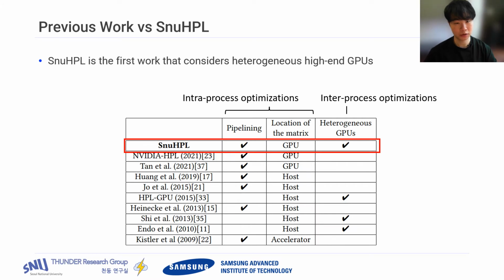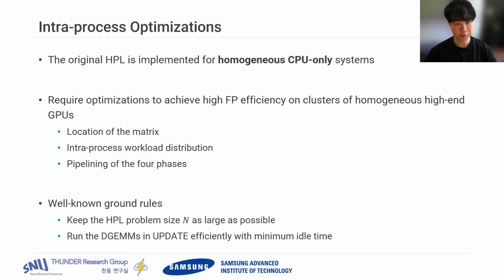Compared with the previous work on optimizing HPL, SnuHPL is the first work that considers heterogeneous high-end GPUs. There exists previous work which is optimized for modern high-end GPUs, such as HPL from NVIDIA or the work of Tan et al. However, they do not consider heterogeneity of GPUs. Also, there are HPL implementations that support heterogeneous GPUs, but their optimization methods are outdated to run efficiently on recent GPUs. Now, I'll explain the intra-process optimizations in SnuHPL.